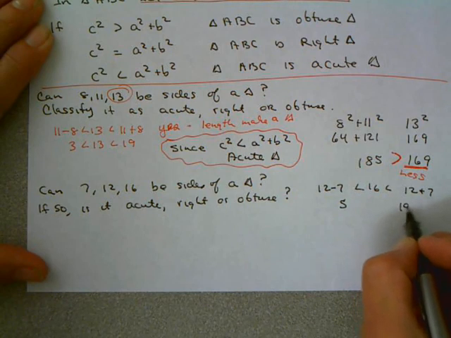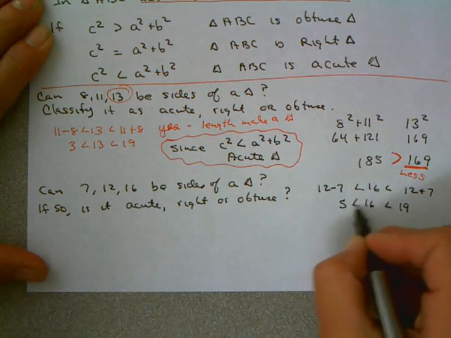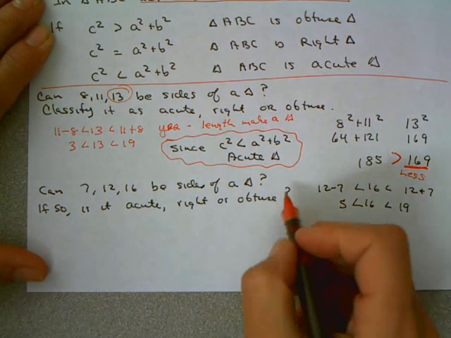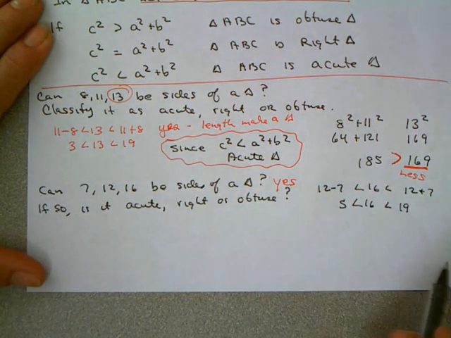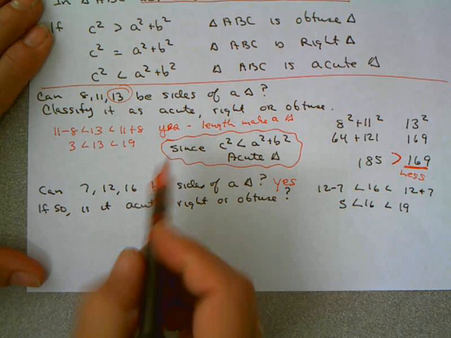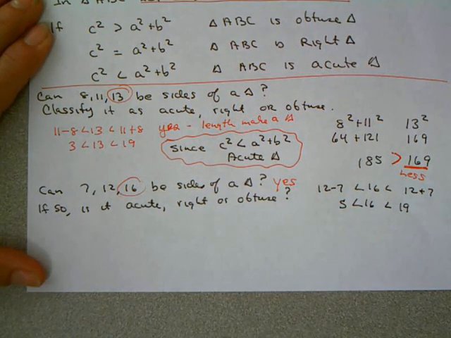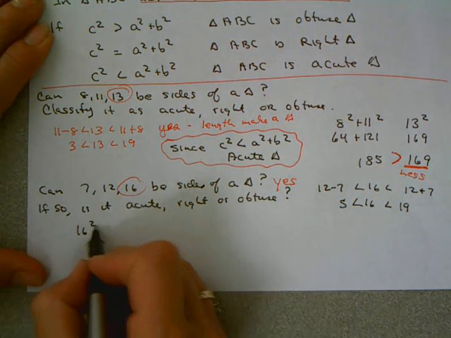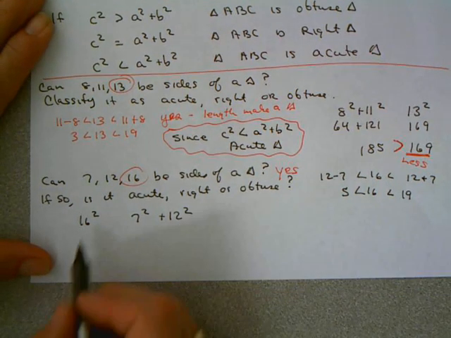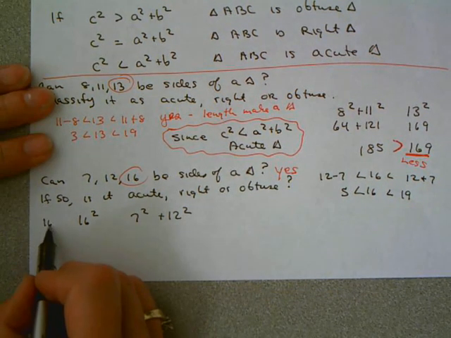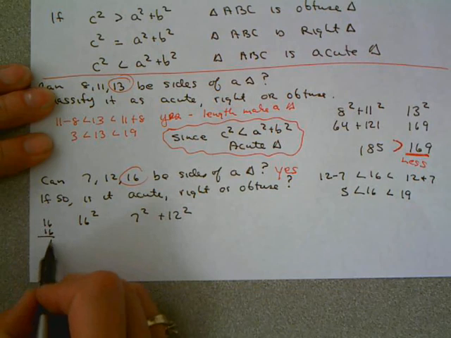Now, let's look at one more example just before we're done. First thing, can 7, 12, and 16 be sides of a triangle? So let's see. 12 minus 7, 12 plus 7. Does 16 fit between them? 12 minus 7 is 5. 12 plus 7 is 19. 16 fits there. Can they be sides of a triangle? Yes. Is it acute, obtuse, or right?